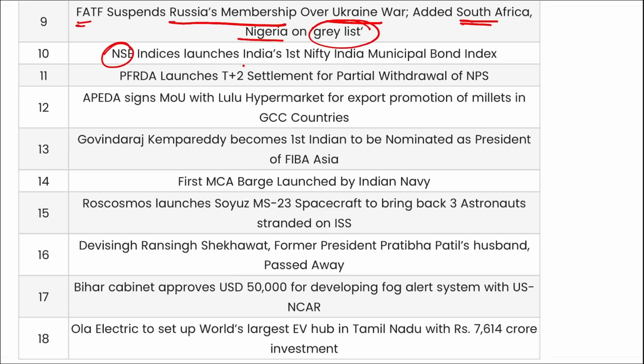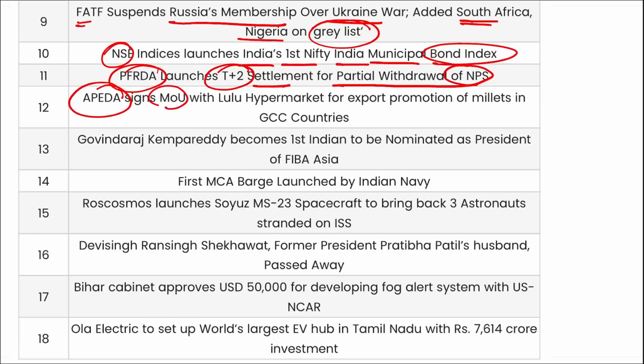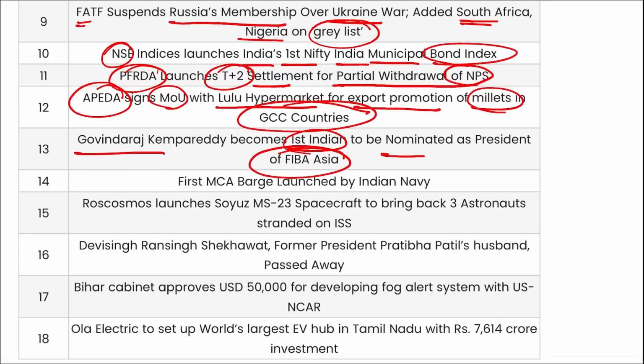NSE has launched India's first Nifty India Municipal Bond Index. PFRDA has launched T+2 settlement for partial withdrawal of NPS. APEDA signed an MOU with Lulu Hypermarket for export promotion of millets into the Gulf countries. Govind Rajan Kempredi became India's first nominated president of FIBA Asia.